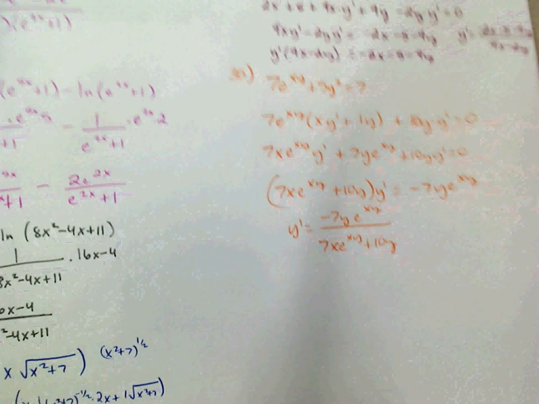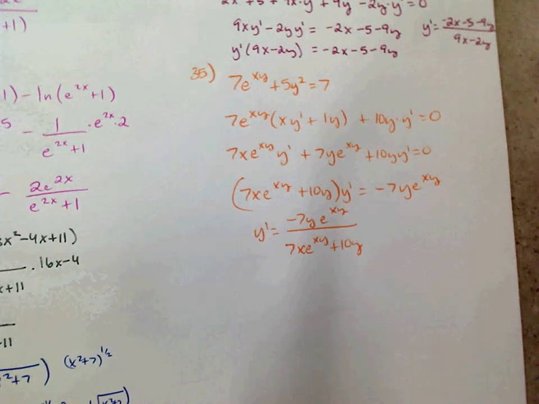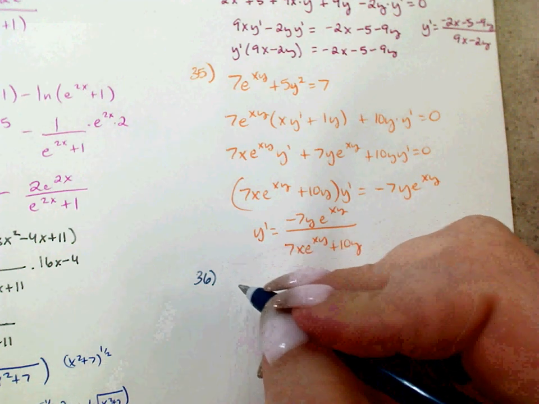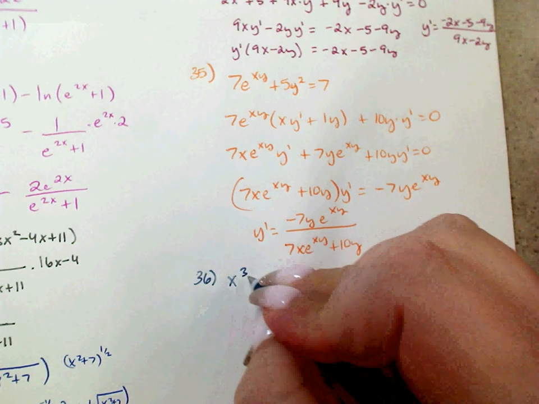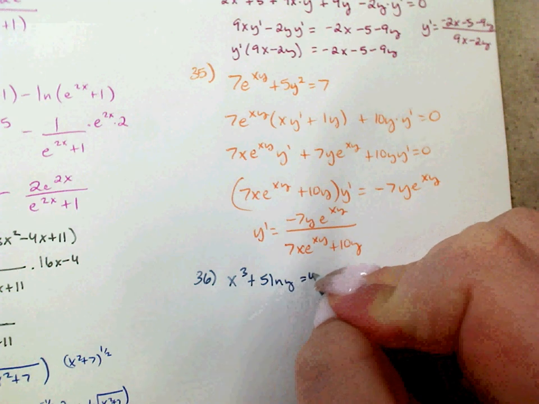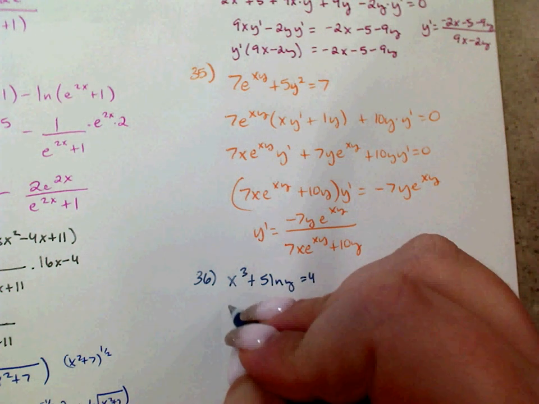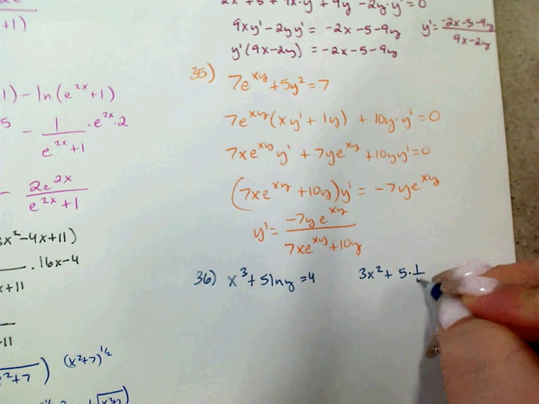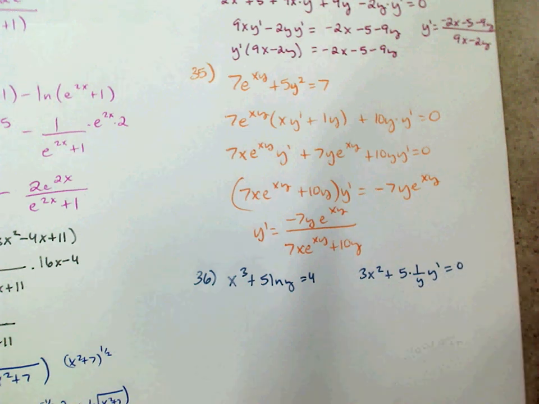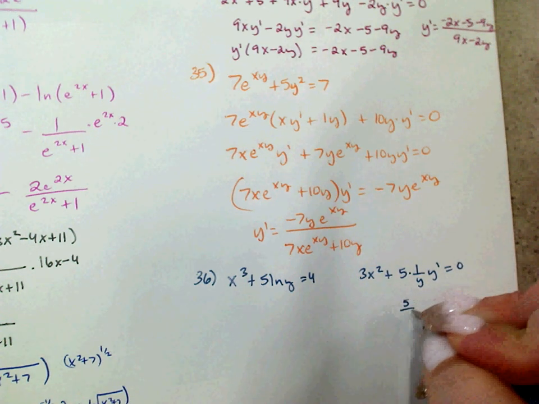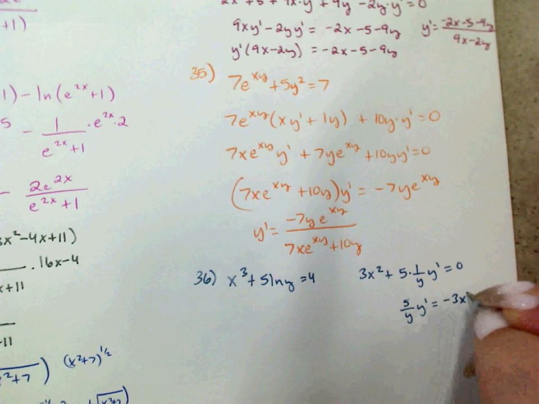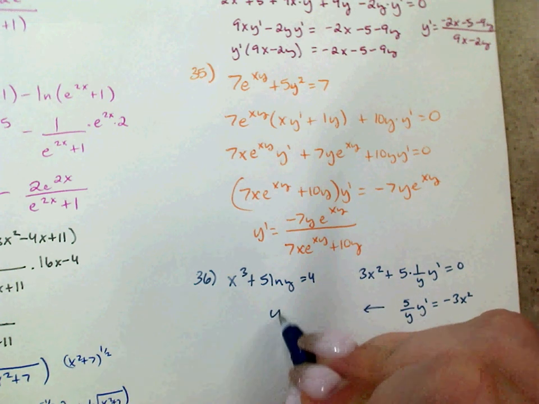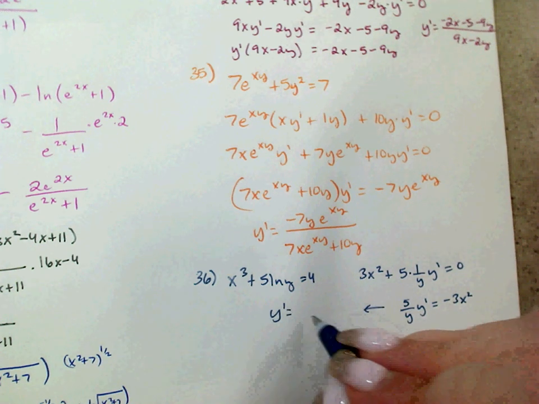36. Number 36 says use implicit differentiation again to find dy dx. So x cubed plus 5 natural log of y equals 4. The derivative of x cubed is 3x squared. The derivative of 5 natural log of y is 5 times 1 over y times y prime equals 0. So I'm going to subtract the 3x squared and multiply by the reciprocal, which is y over 5. Final answer, y prime equals -3x squared y divided by 5.